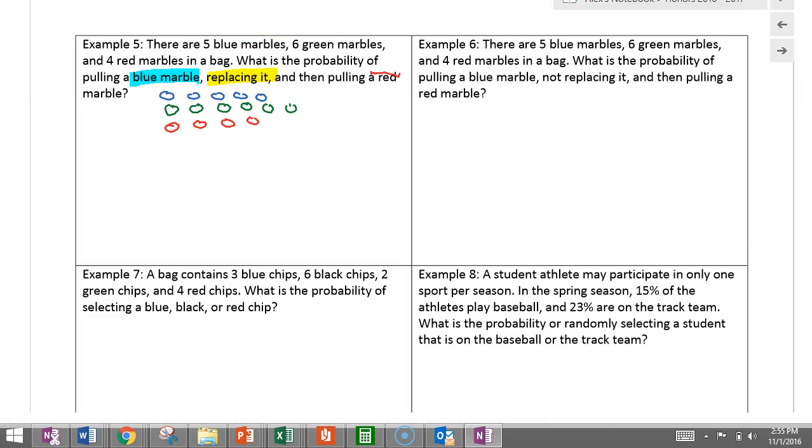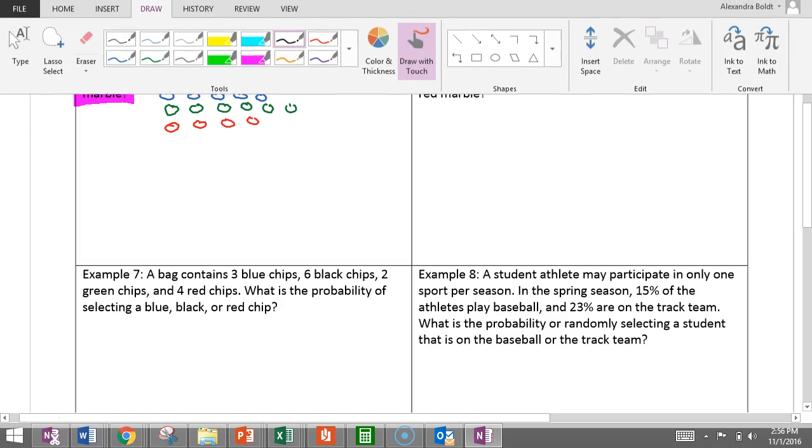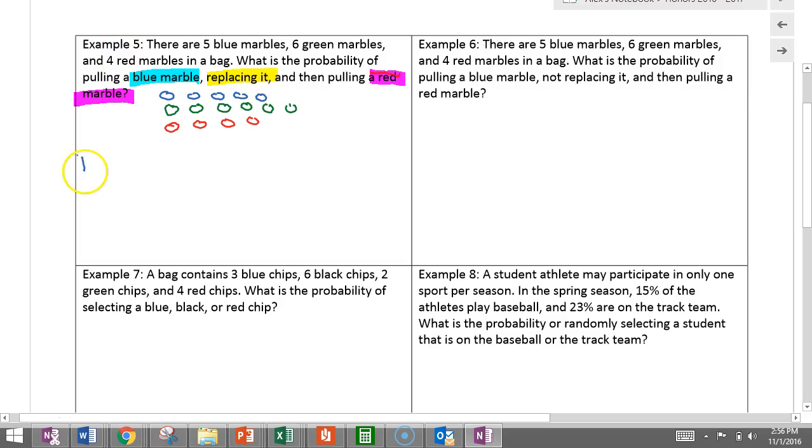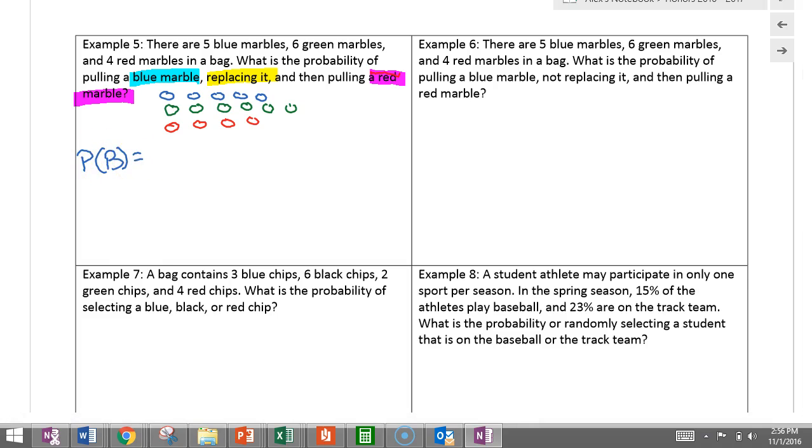That automatically means I have independent. If I put it back, I've reset my options. My options have not changed. Okay, so when I put it back, replace it, don't keep it, all different sorts of words it can use, it's independent. So I'm just doing what we did yesterday. I'm finding the probability of a blue marble. I have 1, 2, 3, 4, 5 blue marbles out of 15 marbles, which is 1 out of 3.